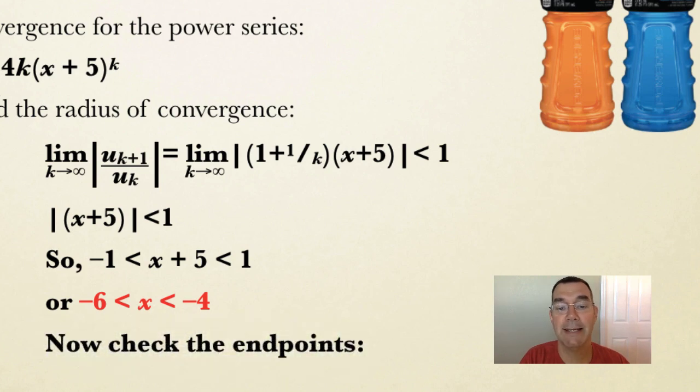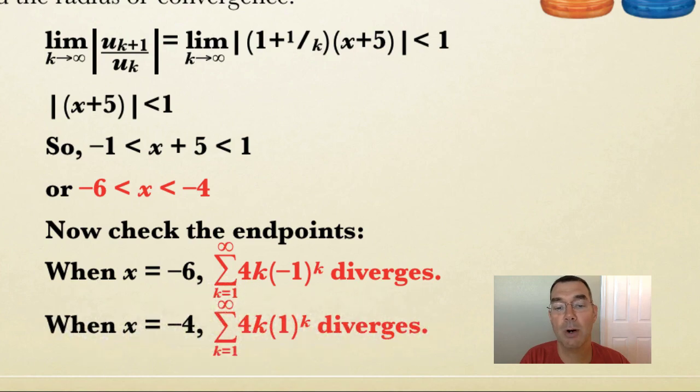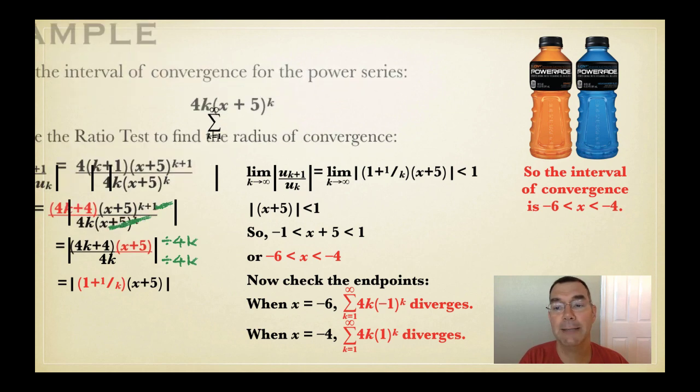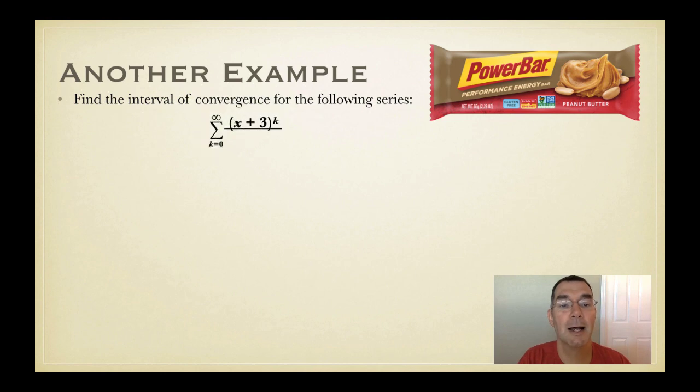So I found the radius, and now I need to find the endpoints. So I'm going to check what happens when x is equal to negative 6 and when x is equal to negative 4. So when x is negative 6, I get 4k times negative 1 to the k, and that actually diverges. And when x equals negative 4, that actually diverges as well. So the interval of convergence does not include -6 and it does not include -4, but it includes everything in between.